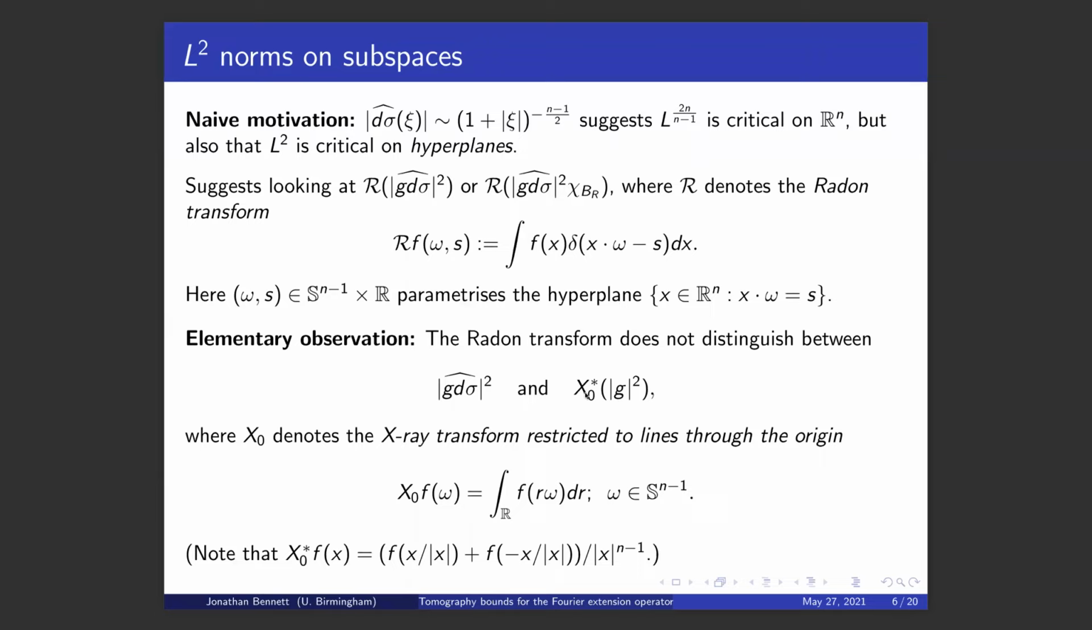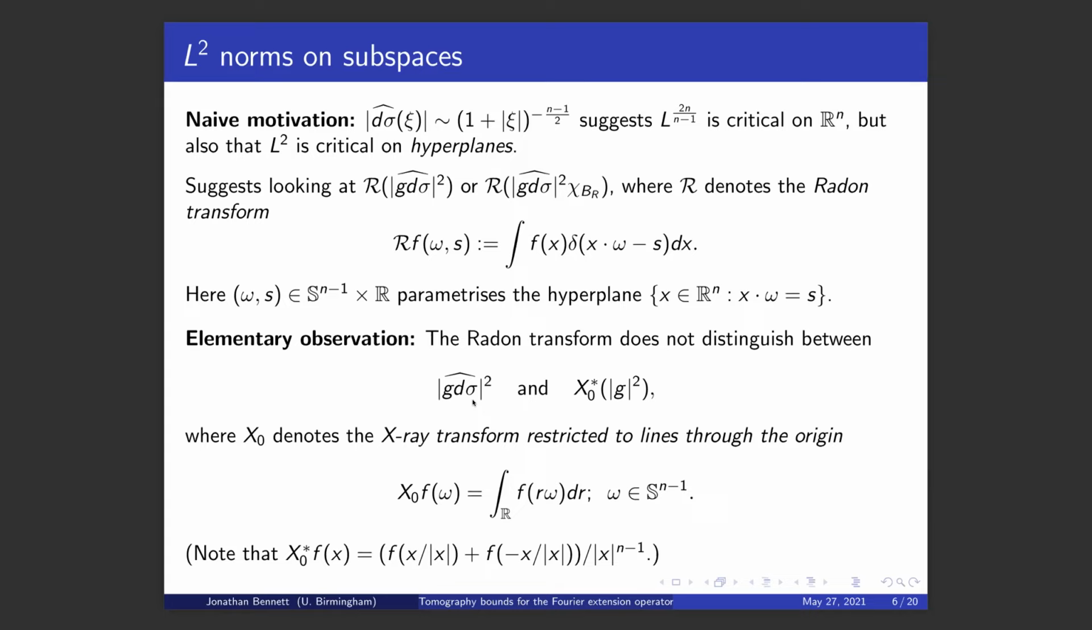So I should say what X0 is. X0 is the X-ray transform restricted to lines through the origin. Okay, so here, the X-ray transform takes a function f on Rn, takes a direction omega, and integrates the function f on the line through the origin with direction omega. Right? So this is a form of restricted X-ray transform. And X0 star is just the adjoint. And I've noted what the adjoint of this restricted X-ray transform is. It's just this evaluation map with this weight factor and this antipodal symmetry aspect.